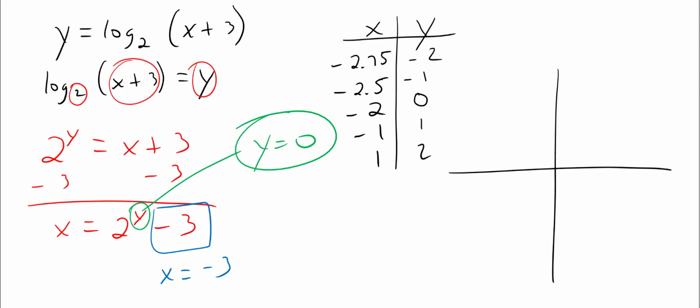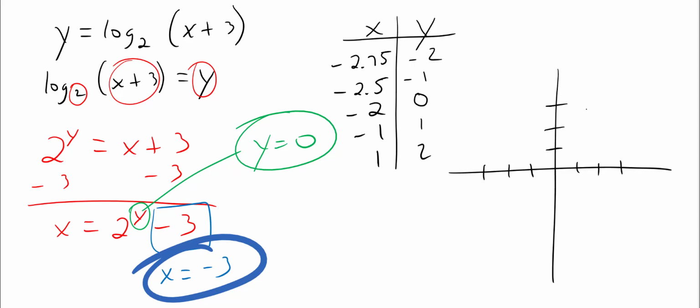Remember, this is our asymptote. Don't forget that. That's really probably the first thing we're going to graph here. So let me put a couple marks on here first. Negative 1, negative 2, negative 3, and 1, 2, 3, and 1, 2, 3. Okay, so x equals negative 3 is my asymptote, so let's put that in there. Negative 3.